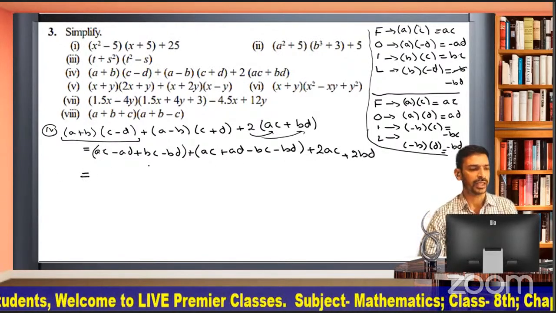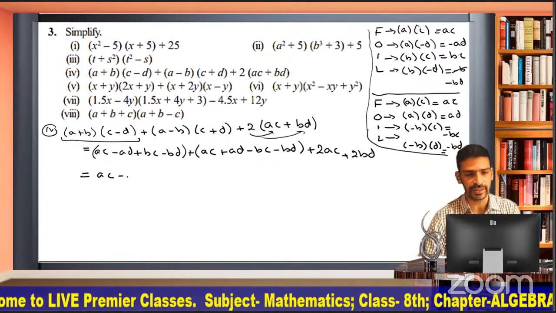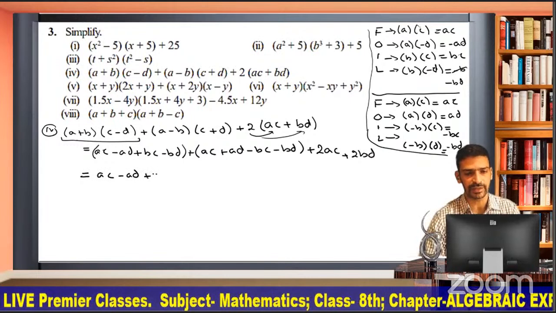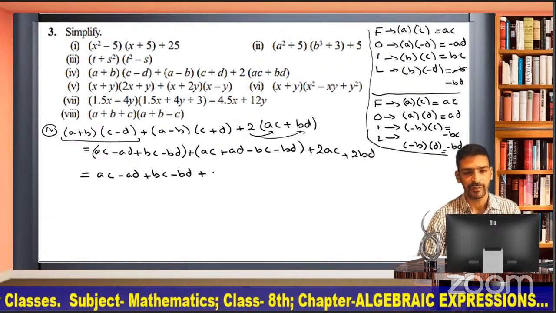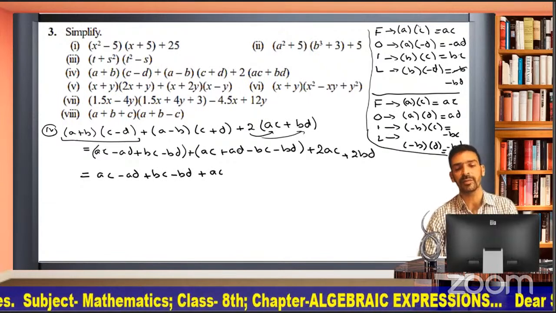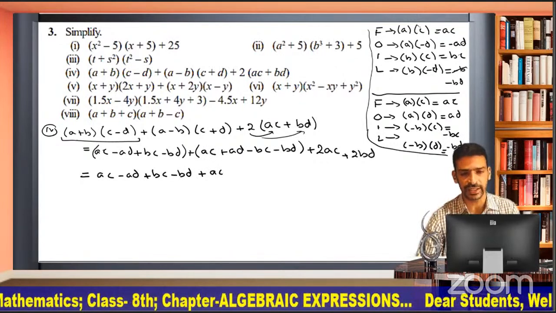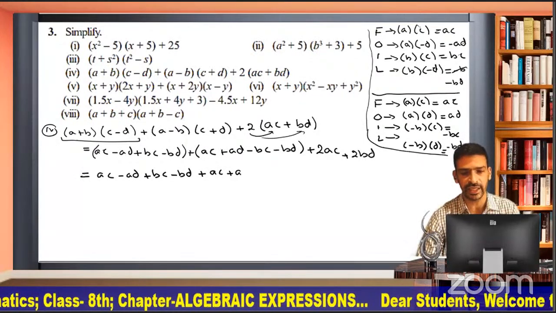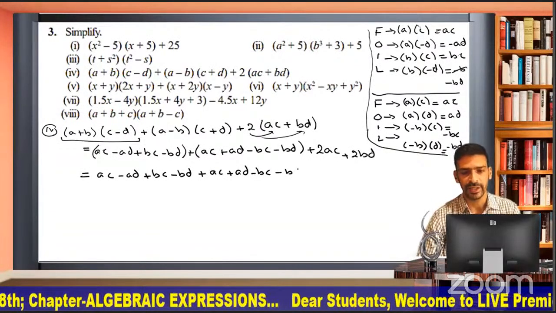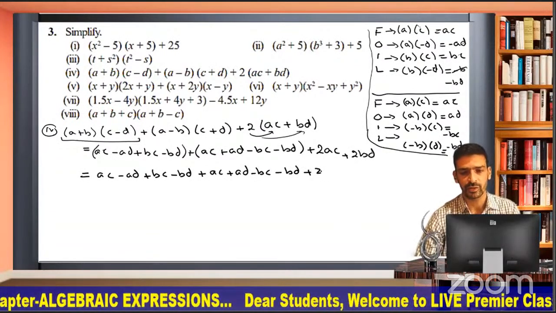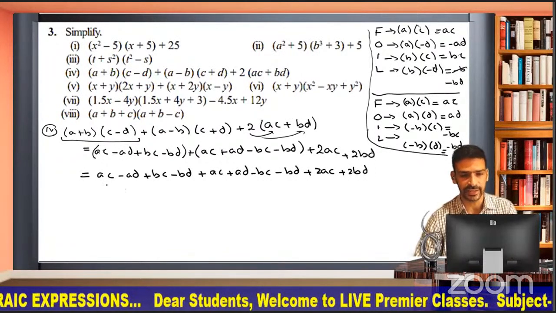इनको ब्रैकेट से बाहर करते हैं, फिर जाके लाइक टर्म्स देखते हैं. I have AC minus AD plus BC minus BD plus AC. प्लस से मल्टीप्लाई करने पर साइन पर कोई असर नहीं पड़ता है, साइन जो है वही लिखनी है. We have plus AD, minus BC, minus BD, plus 2AC, plus 2BD. Let us see like terms.